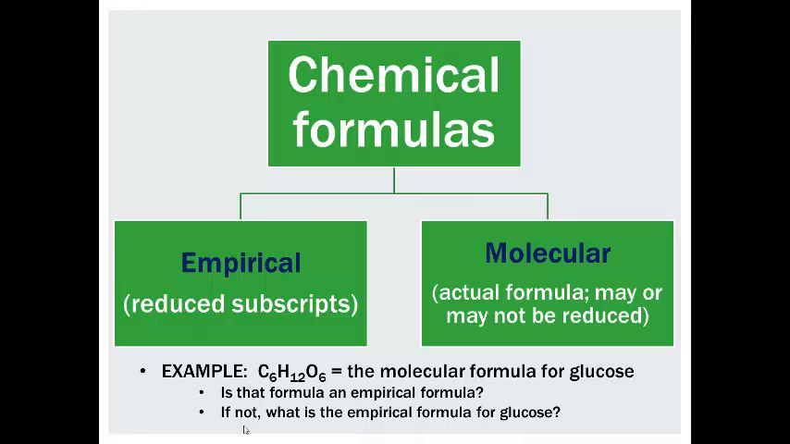You need to look at this graphic organizer and note one type of chemical formula is called an empirical formula. Empirical formulas have reduced subscripts. That's what makes it called an empirical formula. Molecular formulas are the actual chemical formula for a compound. Actual formulas might have reduced subscripts.